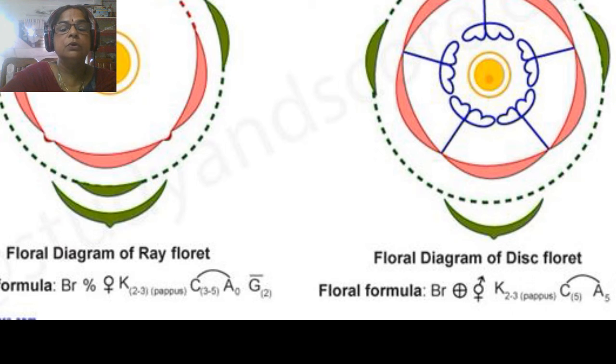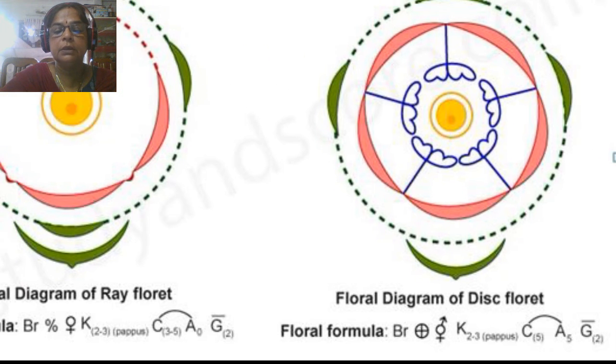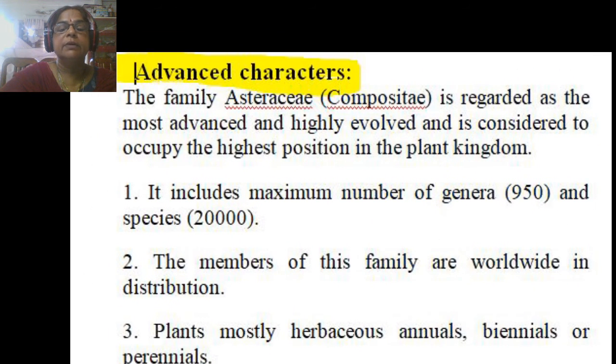Androecium is 0 because it is unisexual. Here is the androecium 5, syngenesious condition. Gynoecium in both conditions, both florets the same, bicarpellary, syncarpous, ovary inferior. So this is the important floral diagram and floral formula. Then come to the advanced characters.